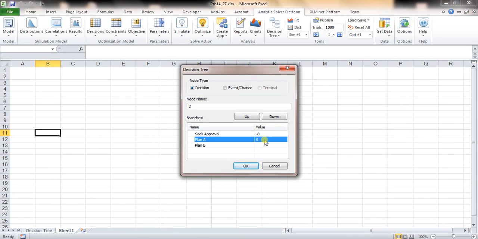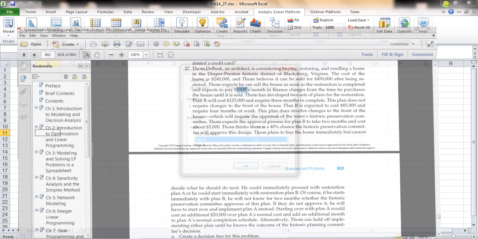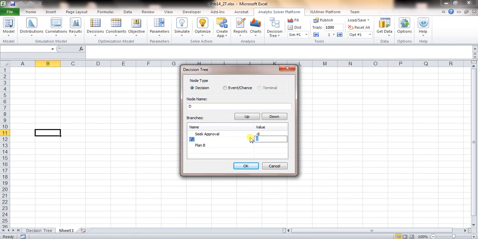If we go with plan A immediately, the cost would be 125,000 and 3 months. 3 months is 4,500, so that would come to 129.5 thousand. So we get the cost as minus 129.5.